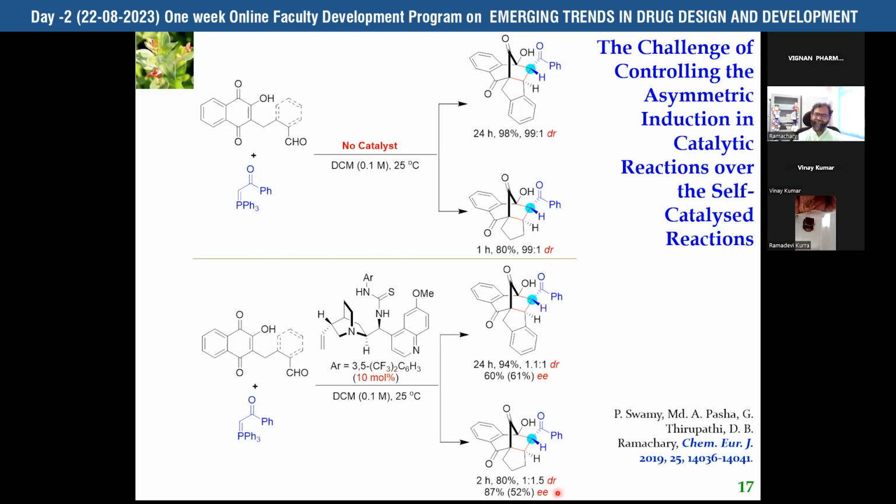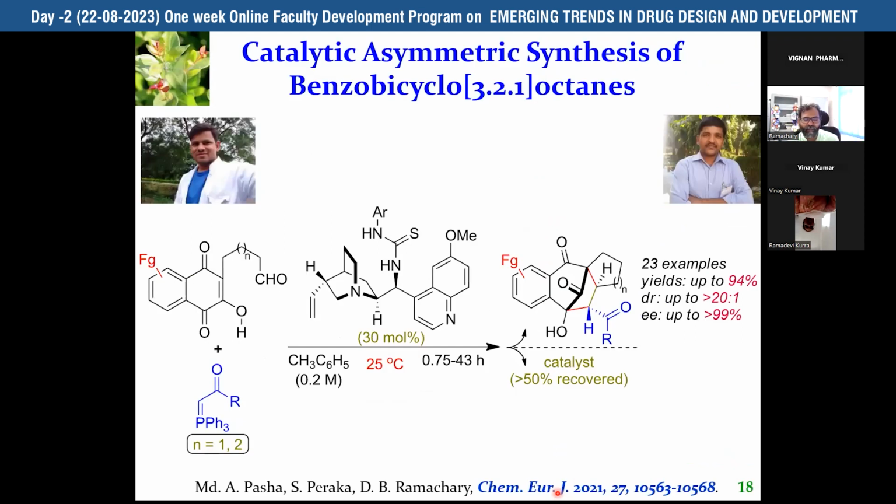How is it possible? That is very interesting, right? So keeping this in mind, we developed this concept. Instead of 10 mole %, we added 30 mole % of catalyst loading at 25 degrees centigrade. We were able to get the expected product in almost 94% yield, single enantiomer, more than 20:1 DR. And because we have taken 30 mole % of catalyst, we were able to recover the catalyst, more than 50%. So that is very interesting.